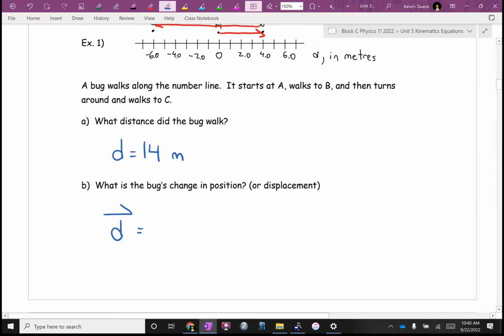Ryan. Okay, so you could do one of two things. Don't write this next bit down. You could say 6 meters left, but what's a shorter way to show left? You just said it.